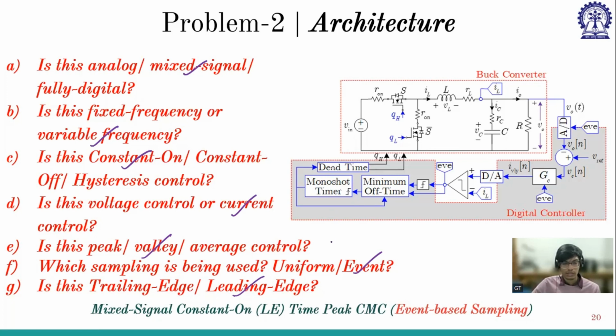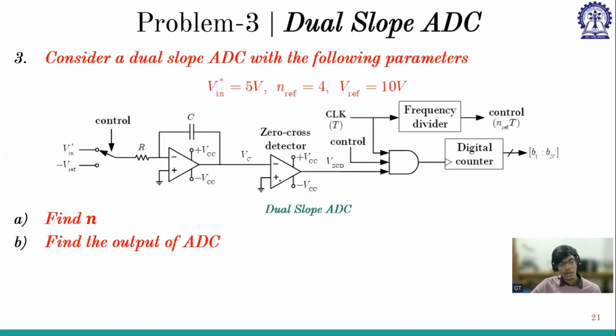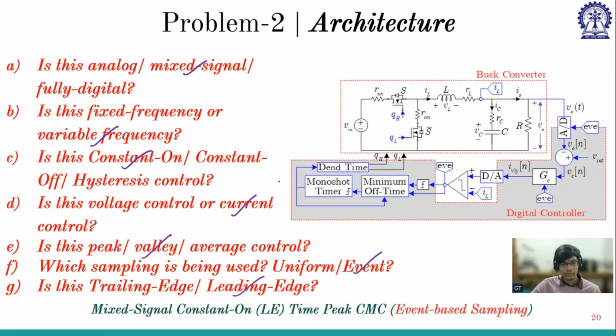Sir, I have a question. Yeah. Sir, like in this case, how are we saying it is constant on time? Because it is valley, we are saying it is constant on time. Is that the thing? Yes. And from the comparator information also I can tell. Okay, sir, but how can we say that it is the leading edge?